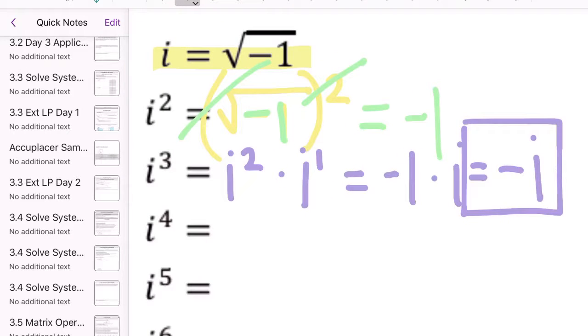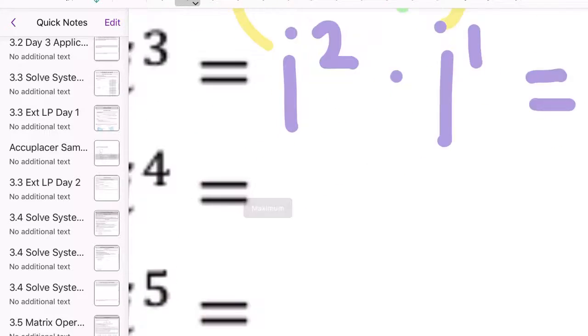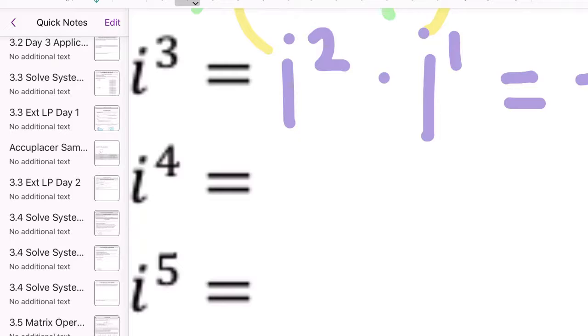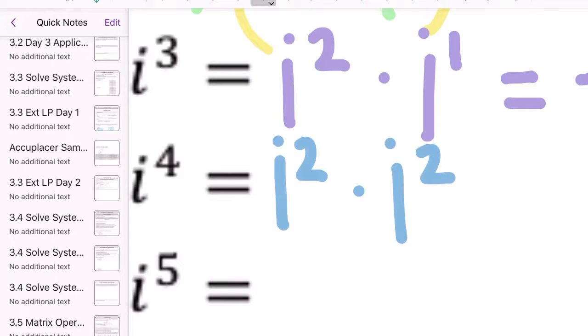Now i to the fourth, let's break that into 3 and 1. Sure, we can do 3 and 1. We can also do 2 and 2, because what's i to the second? Negative 1. So here is your negative times a negative is a positive.